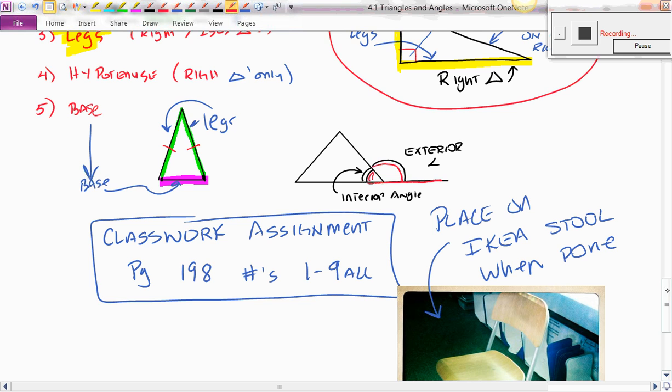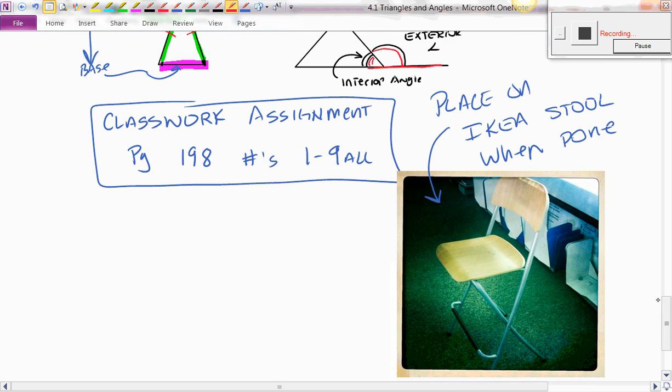And that was it. And then after that we had a classwork assignment. It was page 198, numbers 1 through 9. And you were supposed to put it on the IKEA stool when you were done. Okay, that's the first part of section 4.1 for geometry.